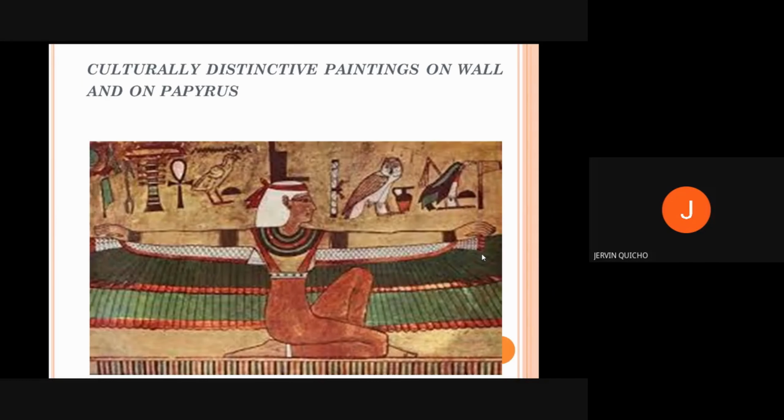Getting some kind of an action. And of course, you have some objects, some animals that could be symbolic for them during that period.